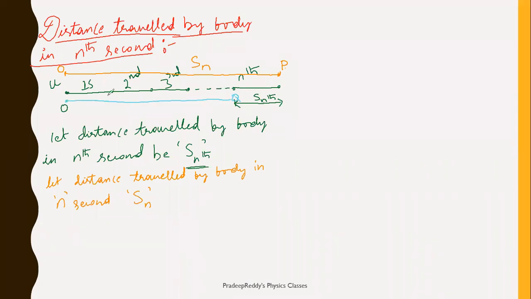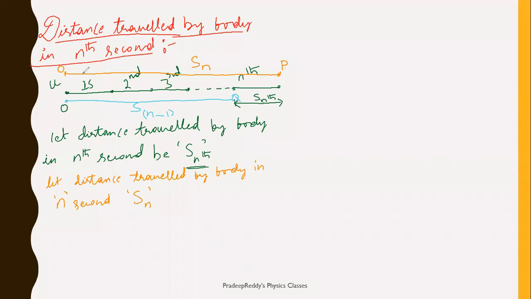This is the distance traveled by the body in the last second, right? This is the distance traveled in how much time? N minus 1 second. So in this particular last second, it is traveling S nth. Before that, from here to here, how much distance will it be traveling? From here to here, it will be n seconds total. Here to here, it will be n minus 1 second, because this is only 1 second of travel.